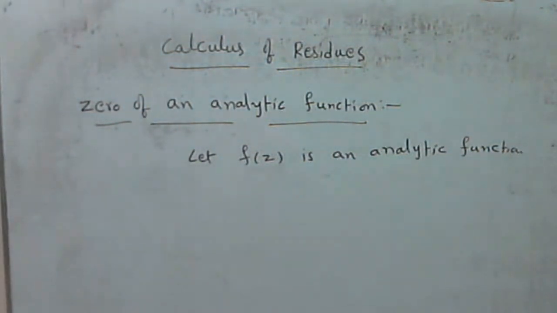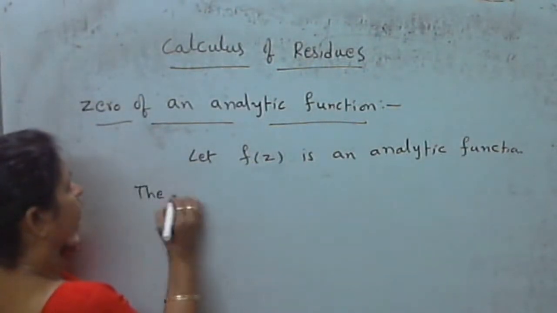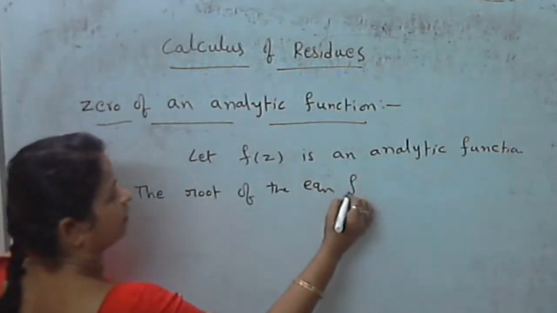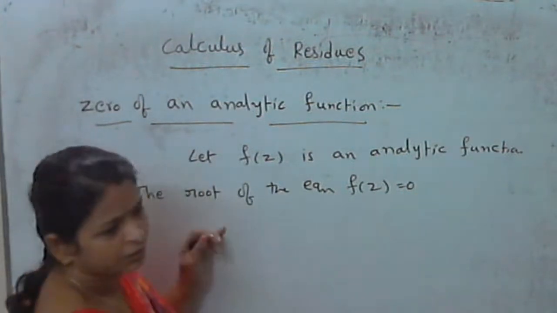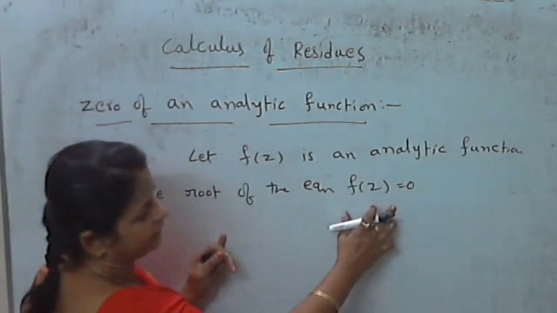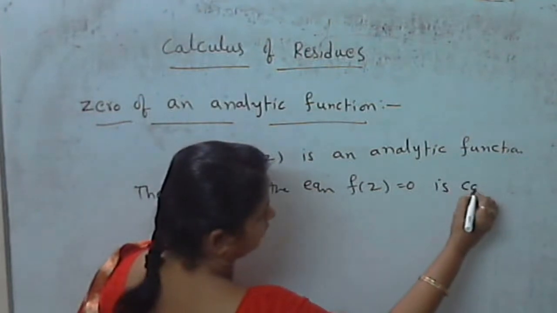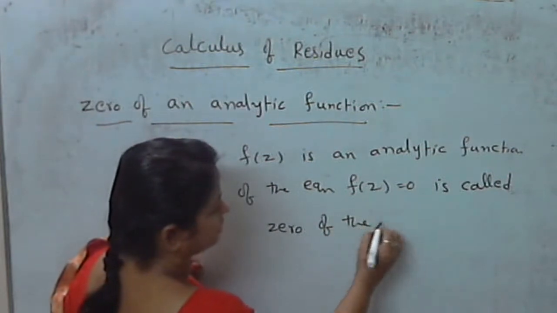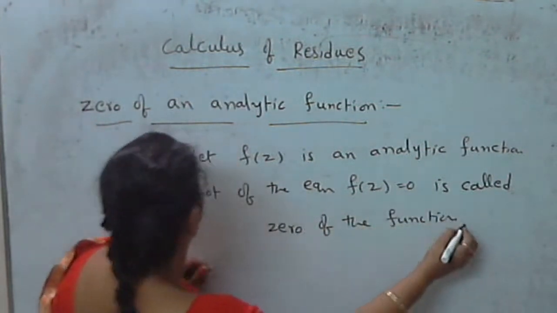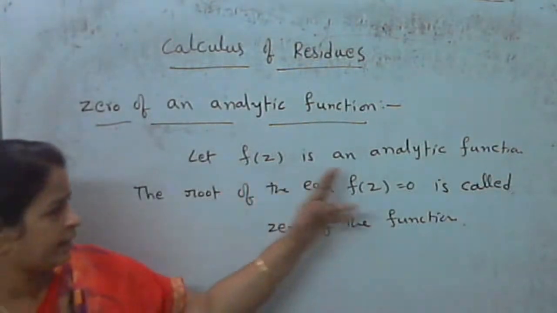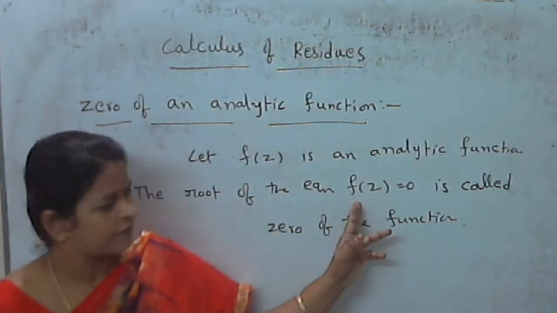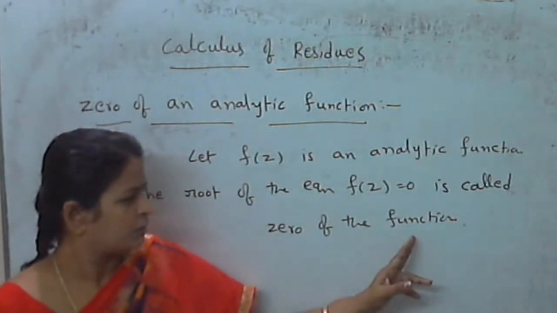The root of the equation f of z equal to 0 is called zero of the function. Let f of z be an analytic function. The root of the equation, or the solution of the equation f of z equal to 0, is called zero of the function.